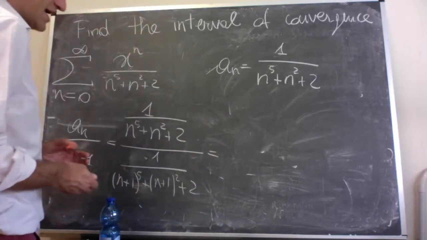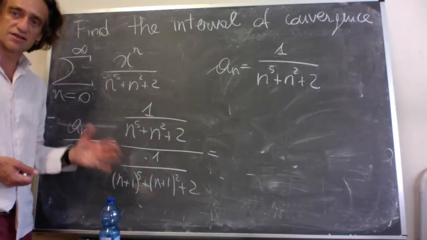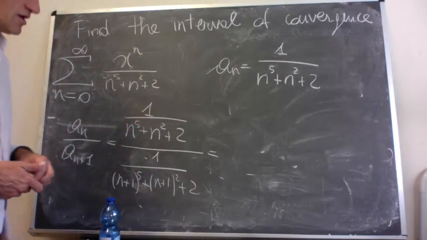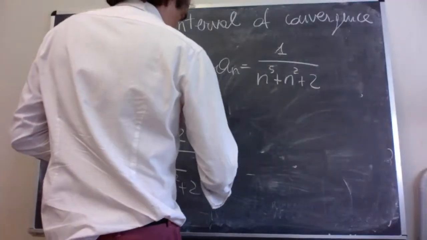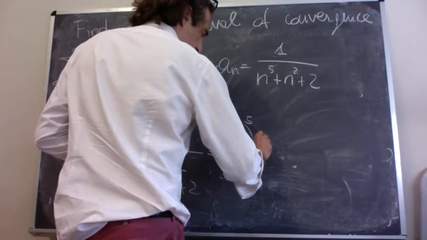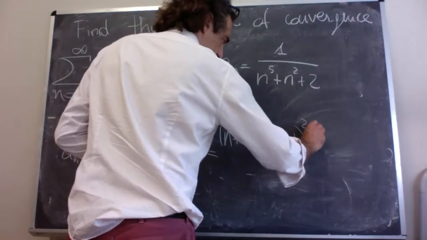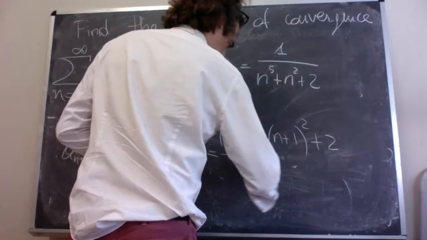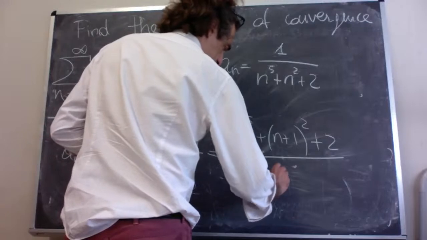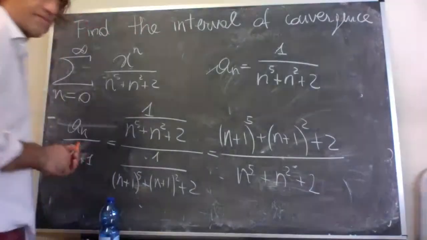Let me write it again. I don't want to develop the 5th power. It is very long, boring, cumbersome, and it is useless. It is really not needed in order to solve the exercise. So we go here with n plus 1 to the 5th power plus n plus 1 to the 2nd power plus 2 divided by n to the 5th plus n squared plus 2.